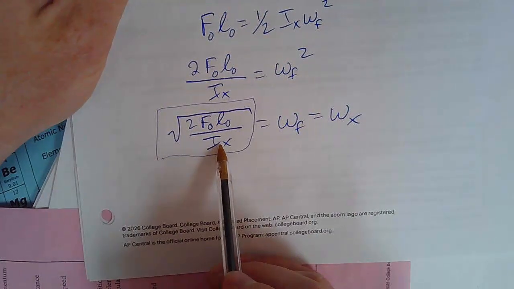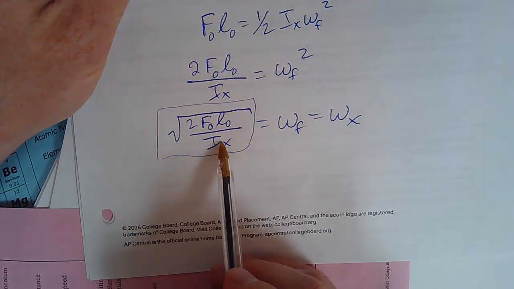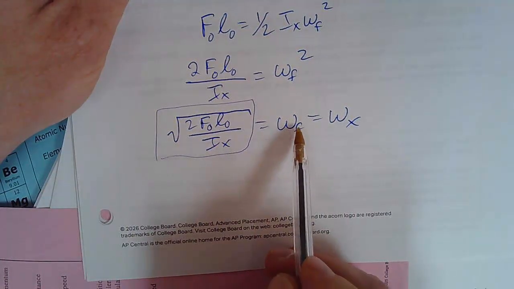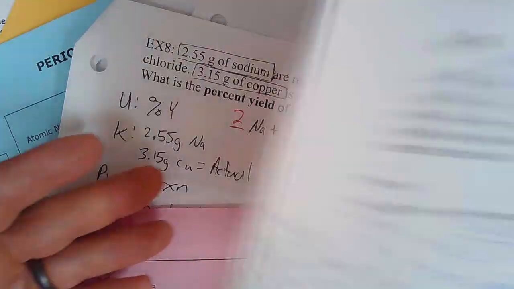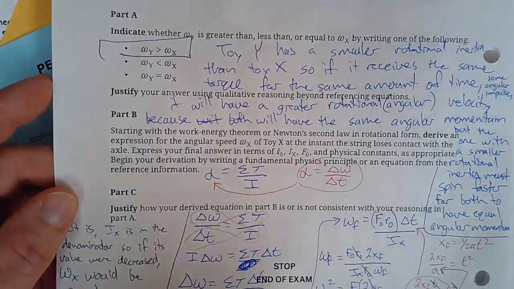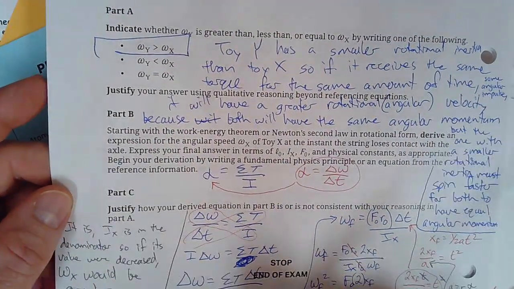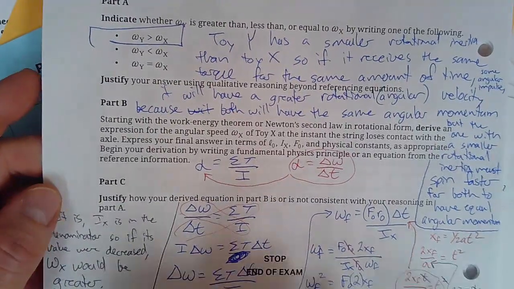I guess we can see that clearly here. If you make that one smaller, divide by a smaller number, you get a larger number for omega f. So there you go. That's the AP Physics exam for 2026, and hopefully I got most of it right.